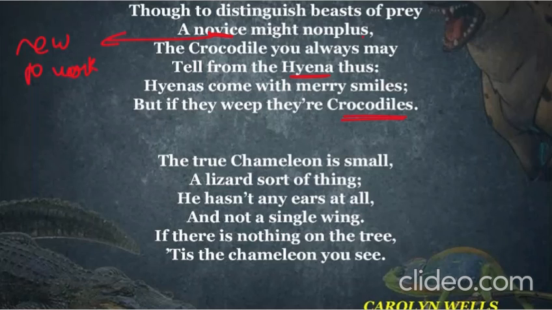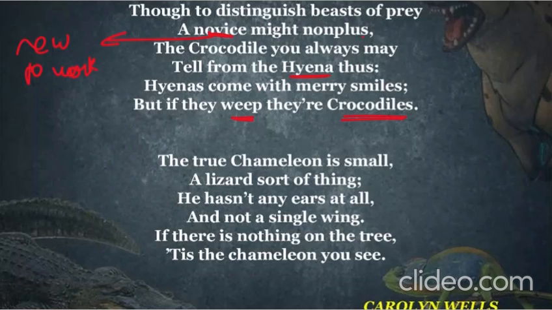And for that, they are talking about the crocodile. Crocodile you always may tell from the hyenas. So you can differentiate between hyena and crocodile. How? Hyenas will come with a merry smile. If you want to identify a hyena, they will have a very merry smile. But if they're weeping, if they're crying, if they have tears, then they are the crocodiles.